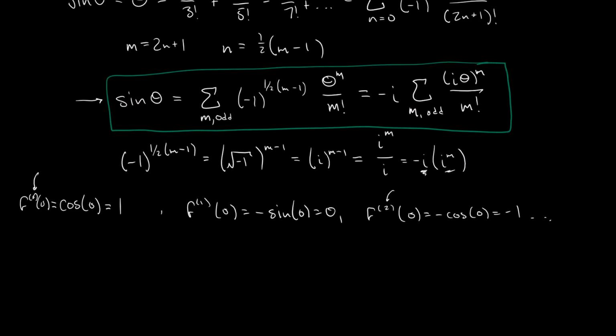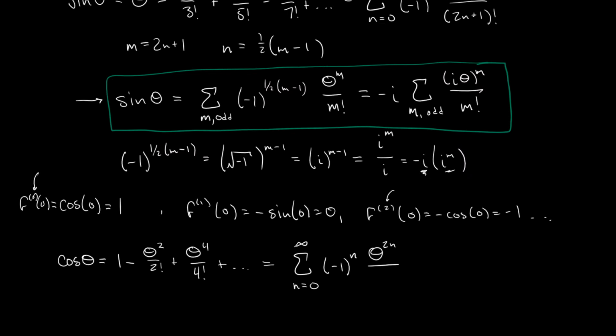But when I go from sine to cosine, I shift the powers. So here I only have even powers which survive, whereas with sine I only had odd powers. So I get something like cosine theta is equal to 1 minus theta squared over 2 factorial plus theta to the fourth over 4 factorial, and so on. And again, I can write this as some very nice compact sum, n equals 0 to infinity of minus 1 to the n, which just gives me my alternating sign, and I get theta to the 2n divided by 2n factorial, the 2n now picking out the even terms.